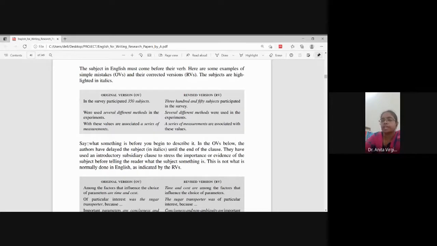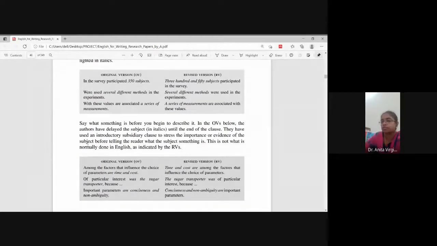Okay, so keep that in mind also. Then, with these values are associated a series of measurements. See how it's not complete at all, isn't it? We don't get anything from there. So now you rearrange it. A series of measurements are associated with these values. Got it? Yes. So this is the problem. Before even saying something, we just think about the action. So we start with the verb. So that is the problem of us.